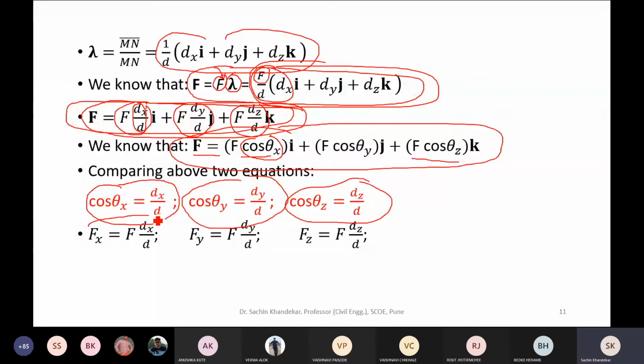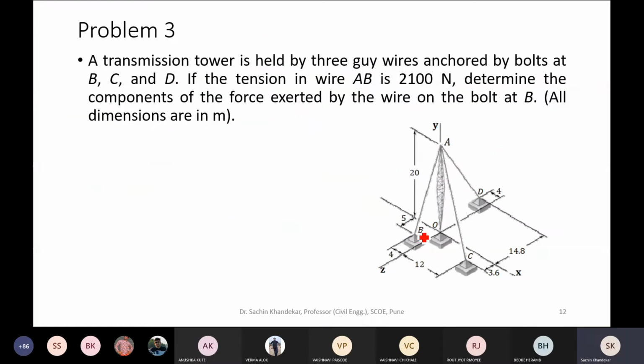Right? And Fx is equal to F into dx by d, Fy is equal to F into dy by d, and Fz is equal to F into dz by d. So this is clear from this particular equation. So the x component of the force is F into dx by d, the y component of this force vector F is equal to F into dy by d, and so on. I hope you are getting what I'm saying, right?